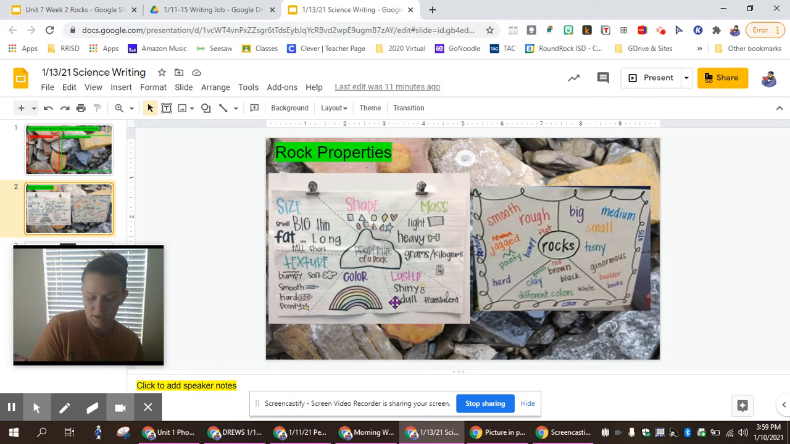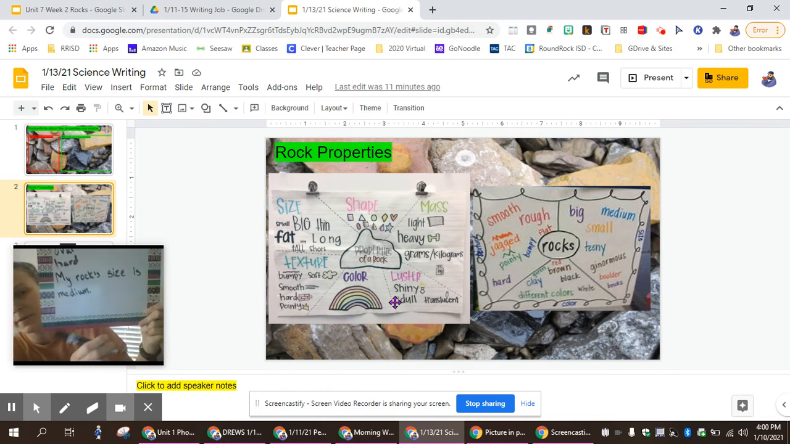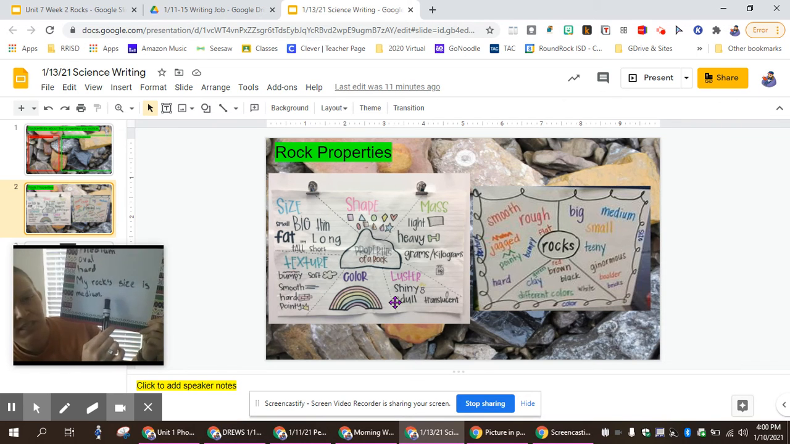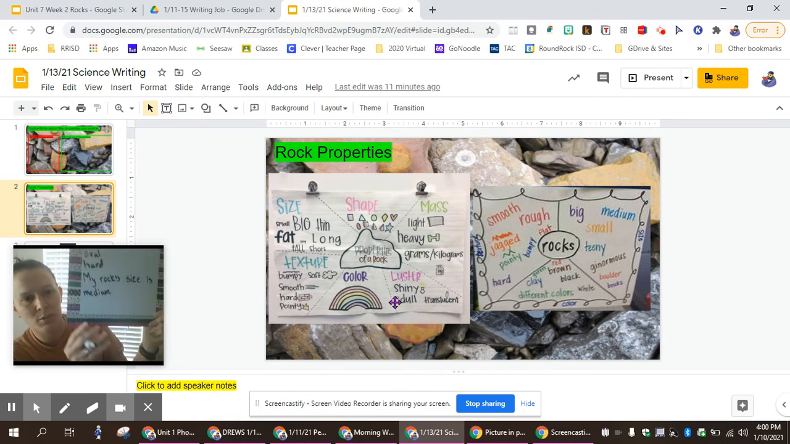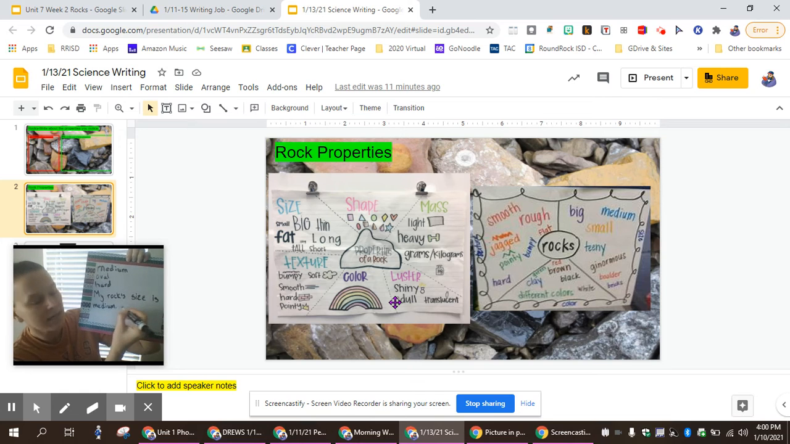My rock's size is medium. Okay, and then I would keep going. The shape of my rock is an oval. Okay, my rock is hard. So I can keep going. Okay, and of course I would need to put all of my sentences. And just like when I do a nonfiction writing, it doesn't need to be a list of sentences if you're doing it on a board or on paper, of course. It can be like a nonfiction writing. After that period, I'm going to keep going.